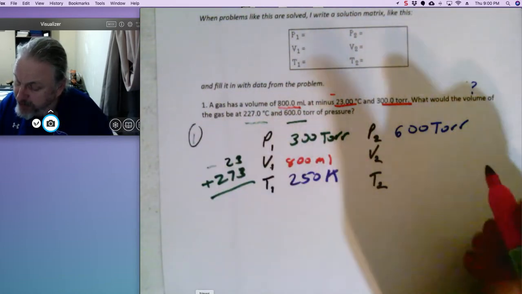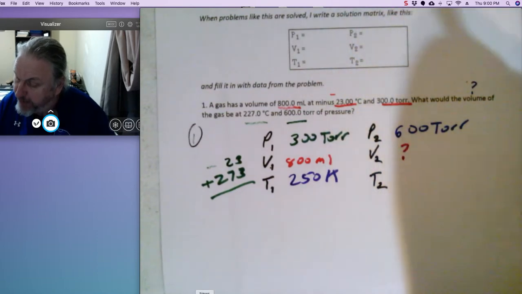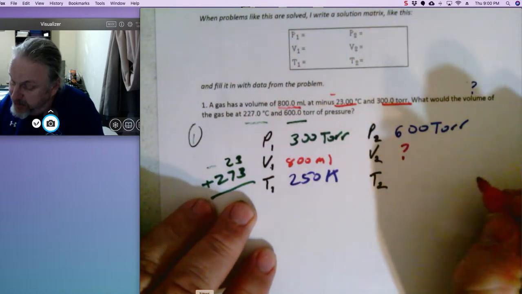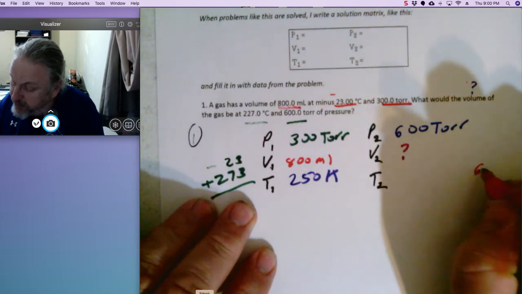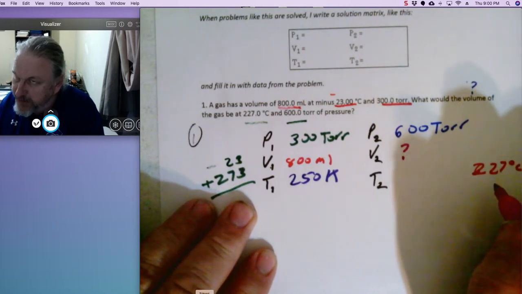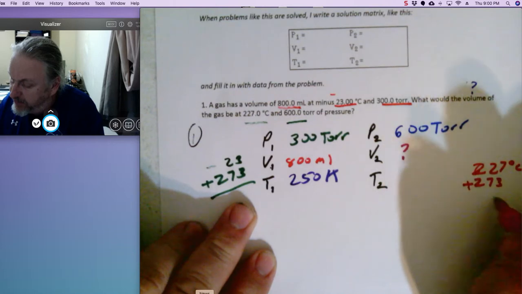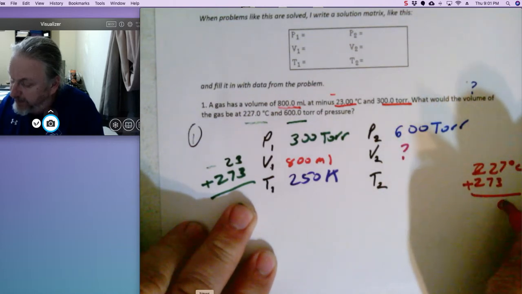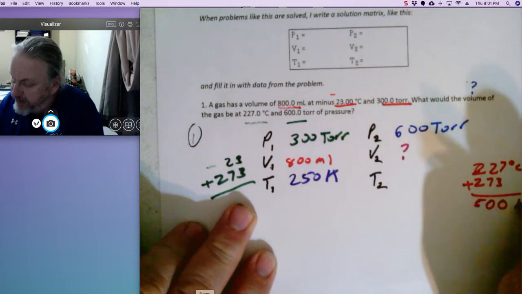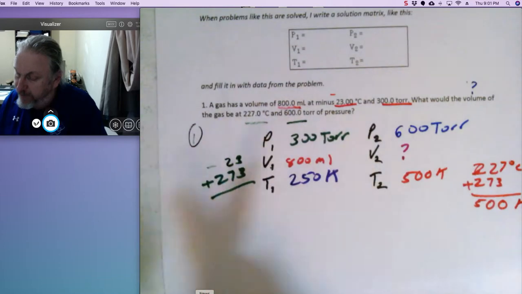What would the volume be here? Our final pressure is 600 torr. And the volume, I don't know, so let's put a big pink question mark there. I don't know that one. And the temperature is 227 degrees C. Oh yeah, I've got to add 273 degrees to it. Add that up, carry that. I get 500 K. So I'm going to place that into my variables.